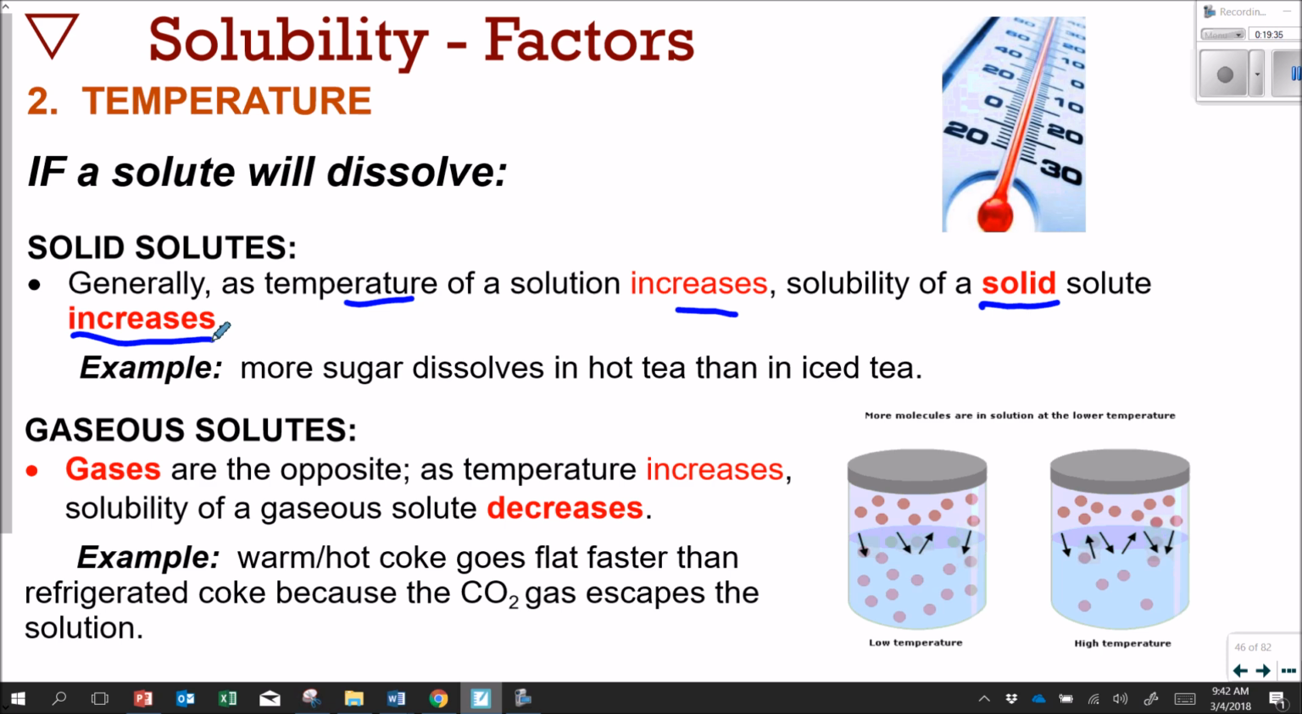For gaseous solutes, it is the opposite. As the temperature increases, the solubility of a gas decreases. For example, a hot or warm can of Coke will go flat faster than a refrigerated Coke because the carbon dioxide will escape the solution. Less will be dissolved. We can see that in the example here. At a low temperature, we have more gas particles dissolved in the liquid. And at a high temperature, the gas particles escape and we have a lot less gas particles dissolved in the liquid.